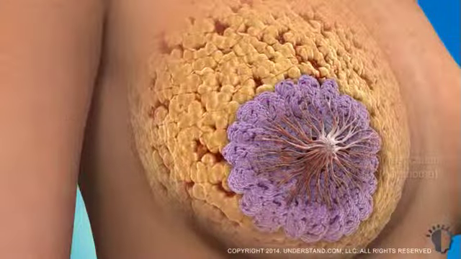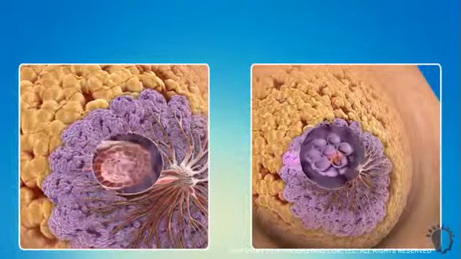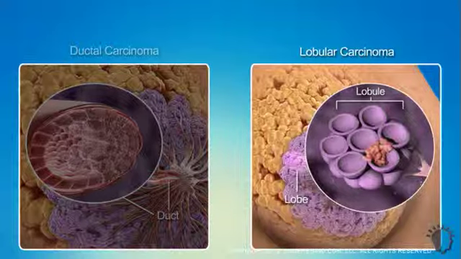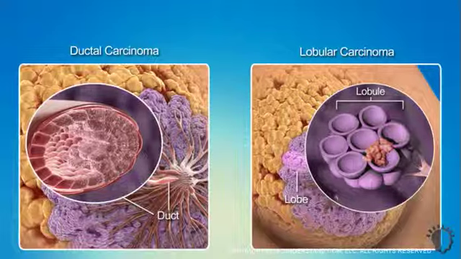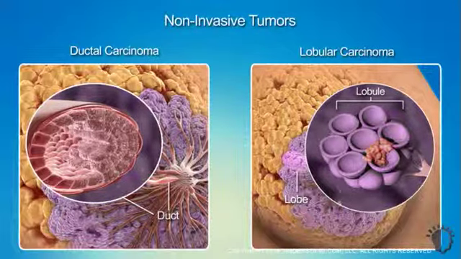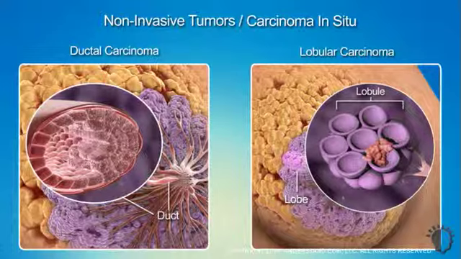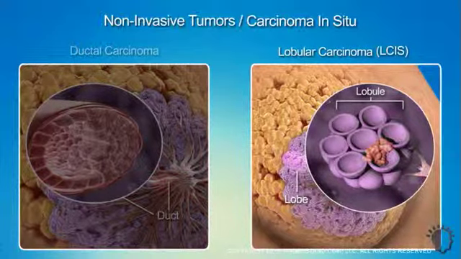Breast cancer, also known as carcinoma, is a general term for various types of malignant tumors that originate in the breast. There are 2 main types of breast cancer. The most common form starts in the ducts and is called ductal carcinoma. The second type is known as lobular carcinoma, since it begins in the lobules. When malignant cells form in ducts or lobules but have not invaded the surrounding tissue, the tumors are referred to as non-invasive tumors. These masses are also called carcinoma in situ, a name that refers to a Latin phrase that means in position. Lobular carcinoma in situ is often referred to as LCIS or lobular neoplasia.